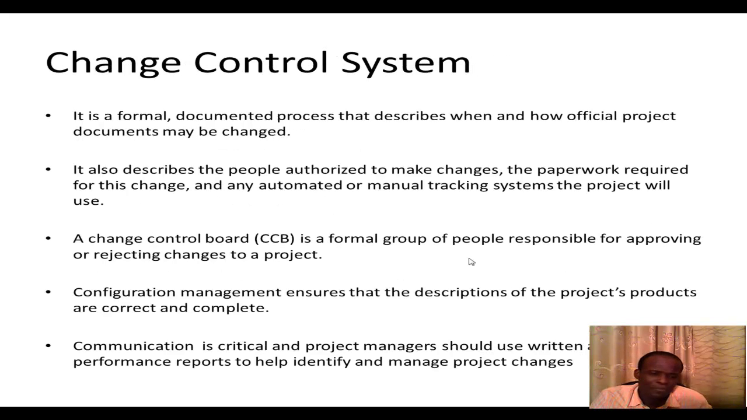Now, there should be a change control system in any project. And what it is, is a formal documented process that describes when and how official project documents will be changed. It also describes the people authorized to make changes, for example, the paperwork required for this change and any automated or manual tracking systems that the project will bring.